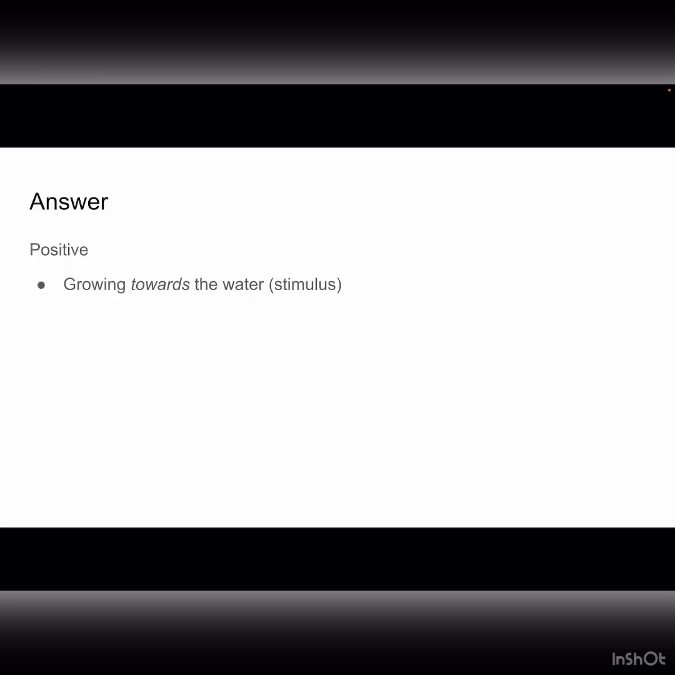This was positive hydrotropism. In the example, it said that the plant's roots were growing towards the water, which was the stimulus. So if the plant is going towards the stimulus, then it's positive tropism.